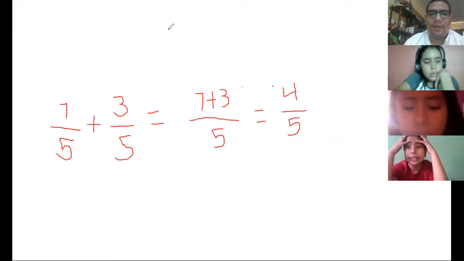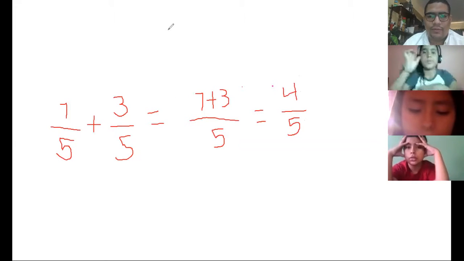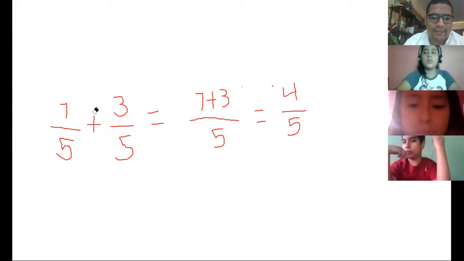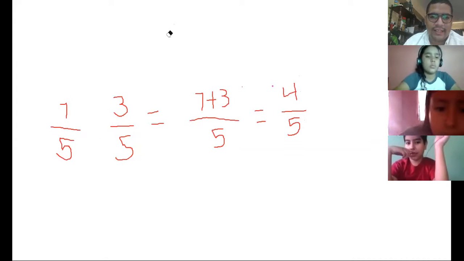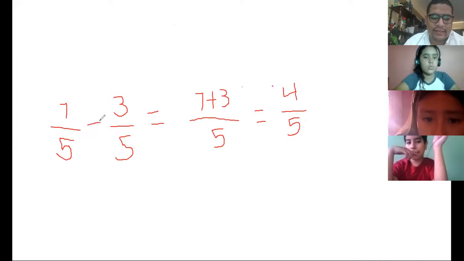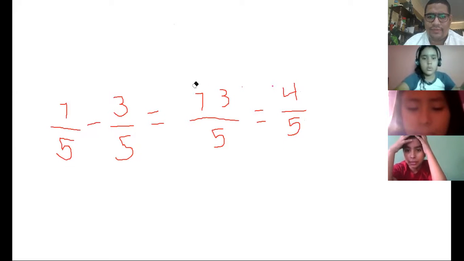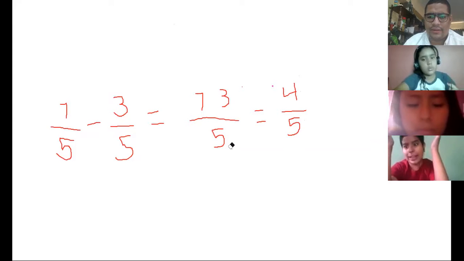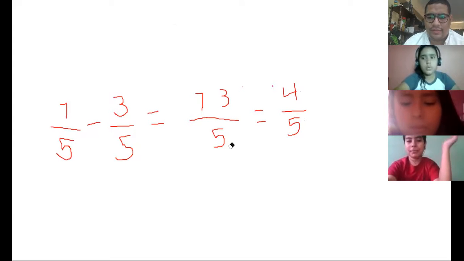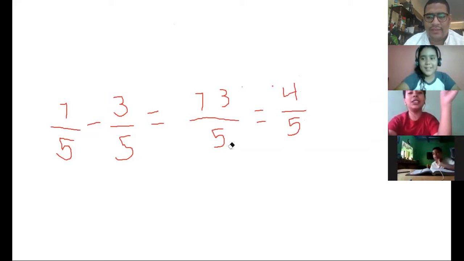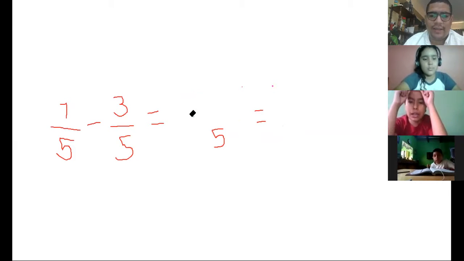Now, what would happen if, instead of addition, I have subtraction here? It is impossible, mister. Why? Because 3 is greater than 1. Ah, no. It is the same. It doesn't matter, right? So, just pay attention then.